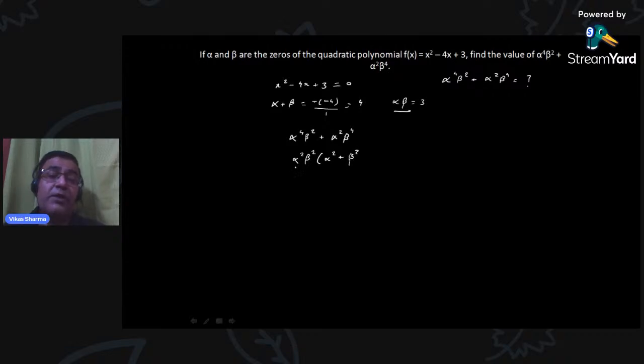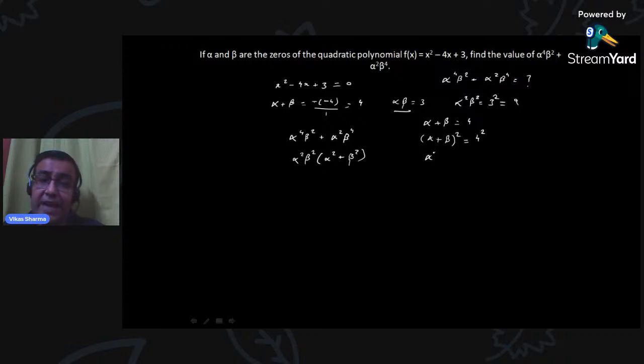Now we know what the value of alpha beta is, and therefore we know that alpha square beta square would actually be nothing but 3 square, which will be equal to 9. But we don't know what alpha square plus beta square is. But we know that alpha plus beta is equal to 4. What if we square the two sides? So alpha plus beta whole square would be equal to 4 square.